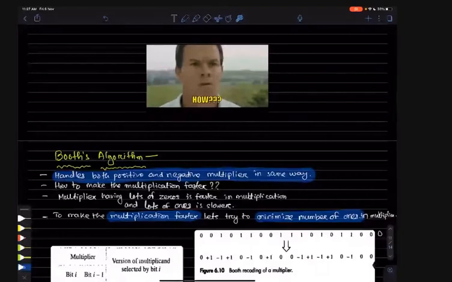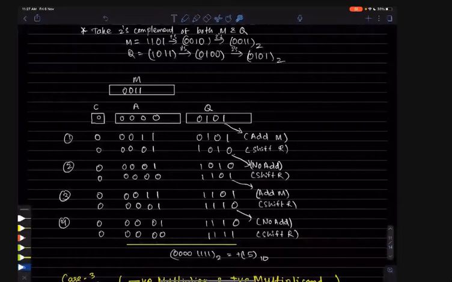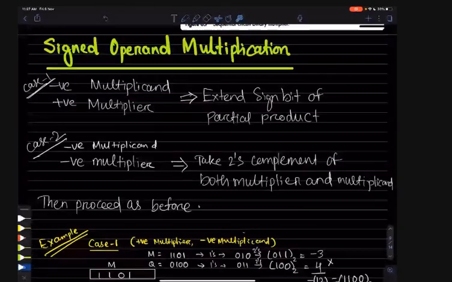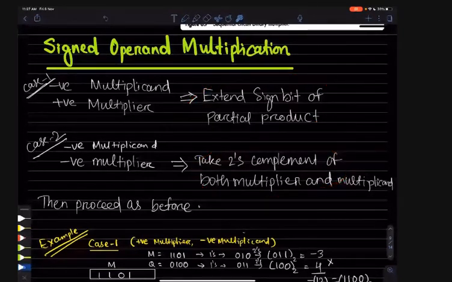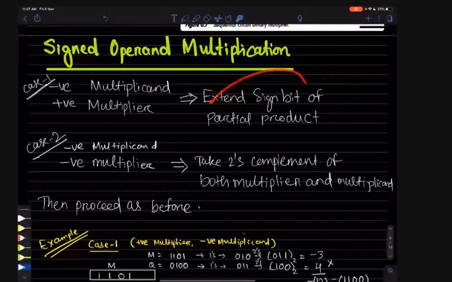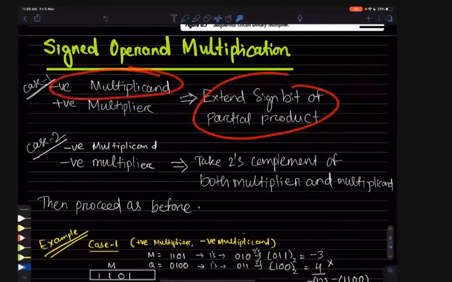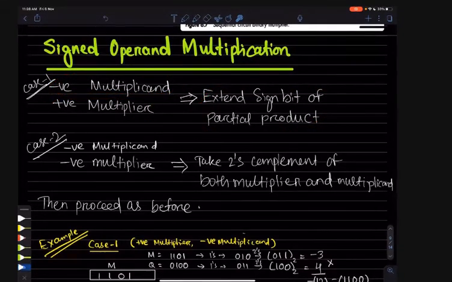The first problem in the normal sequential multiplication is that there are multiple cases. You have to handle these cases in different ways. In some cases you have to do sign extension, in some cases you have to do 2's complement. So for these things you need extra hardware to check whether the multiplicand is negative, and whether the multiplier is positive or negative. Why is there not a global solution to all the cases?